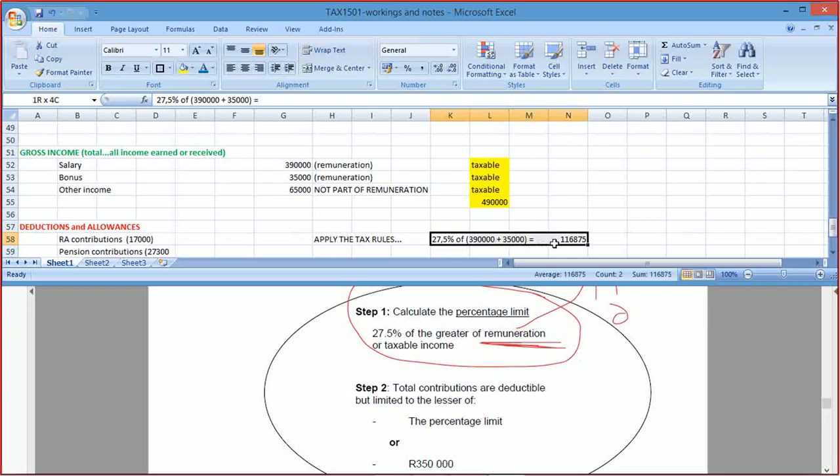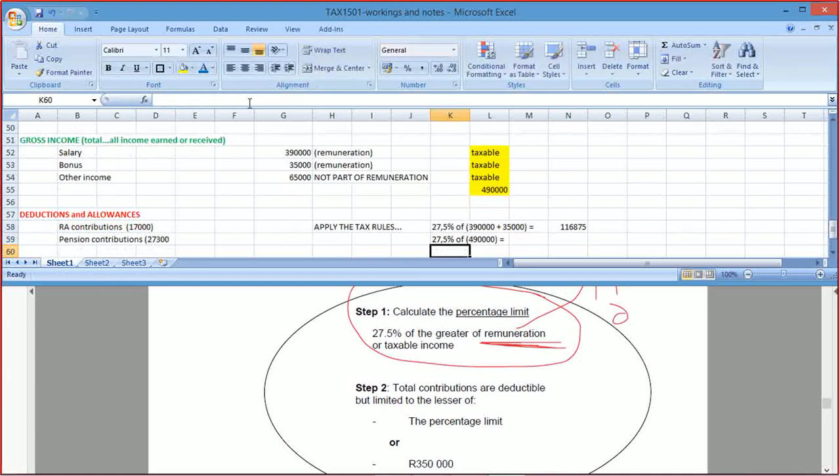So I've got 27.5% of remuneration. I also need 27.5% of taxable income, which I can put in here as 490,000. How much does that work out to? Let's check. 490 times 0.275 gives me 134,750. What does the rule say in the legislation? It says calculate the percentage limit, greater of. So which amount can she claim?